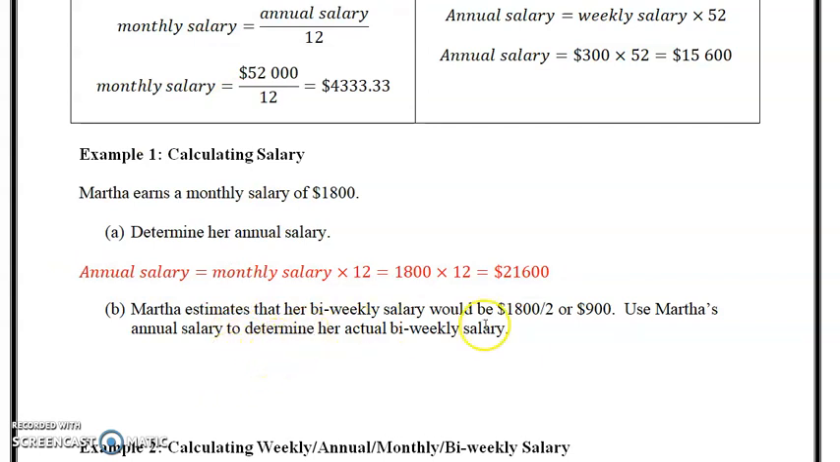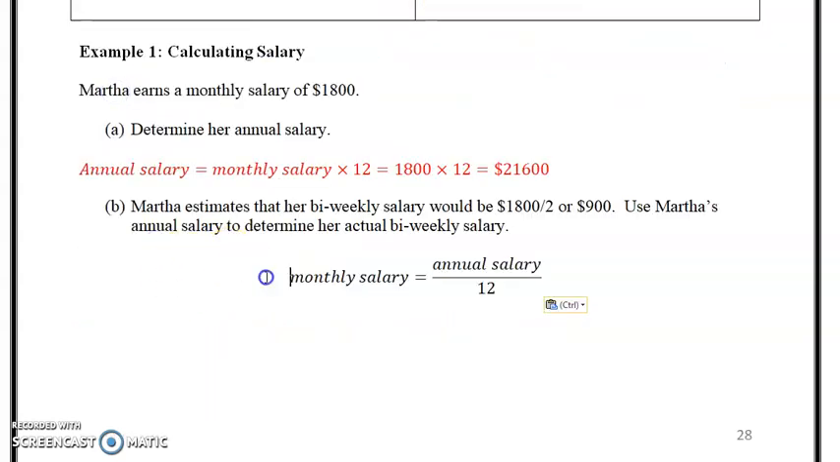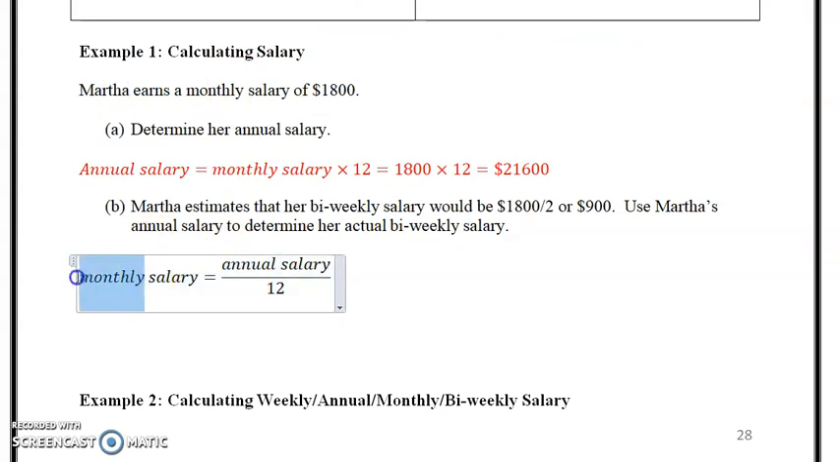Martha estimates that her biweekly salary would be 1,800 divided by 2 or 900. Use Martha's annual salary to determine her actual biweekly salary, right? Because we know it's usually roughly 4 weeks, but that only takes you 28 days, right? So to do it properly, we would take the annual salary, all right? Bi-weekly salary is going to equal the annual salary divided by 26.